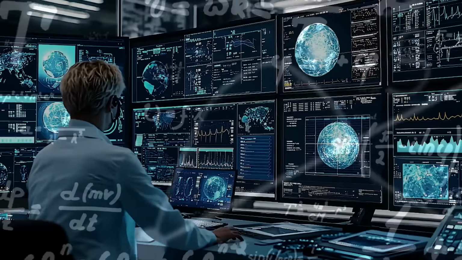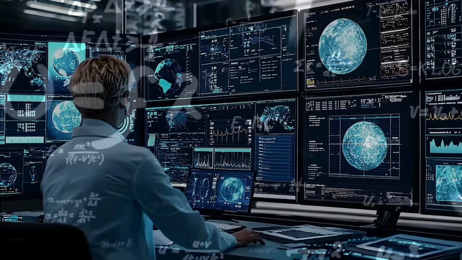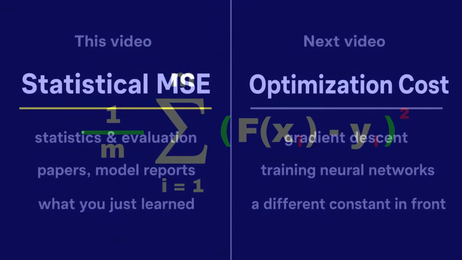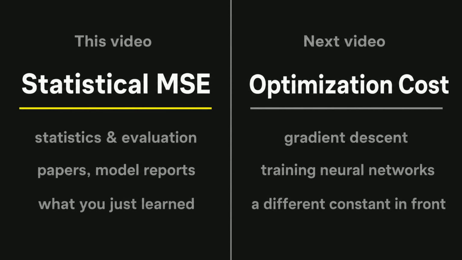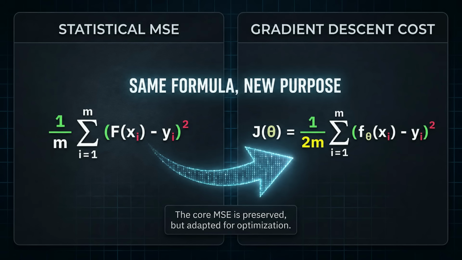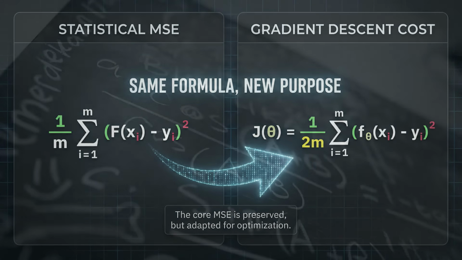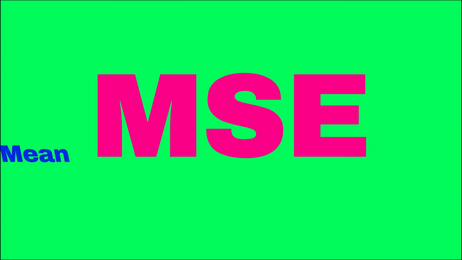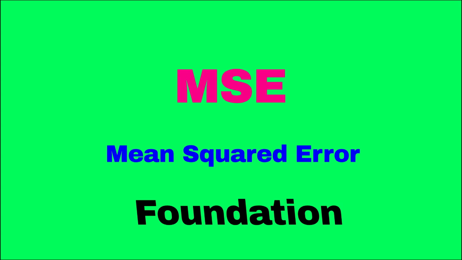Everything in this video lives in the world of statistics and evaluation. Whenever someone quotes an MSE in a paper or a model report, this is the version they mean. In the next video, we'll switch to the perspective of optimization. We'll take the same statistical MSE and show how it morphs into the cost function used by gradient descent. A very similar expression, but with different constants in front, chosen to make calculus and parameter updates cleaner. So think of this video as your statistical MSE foundation, and our next one as MSE as a cost function for optimization.